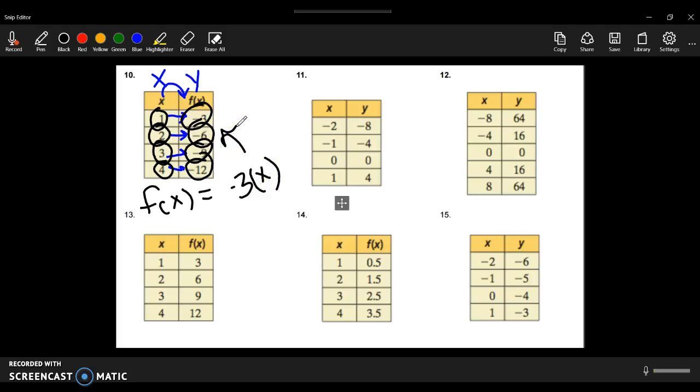Let's see if we can do it with this one here. Well, this one looks like it's just timesing to get from here to here to here to here. Looks like it's just timesing the number by 4. So for this one I could write y is equal to 4 times x.